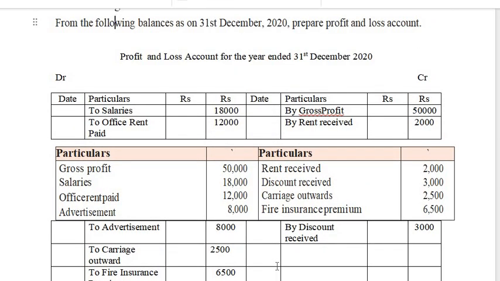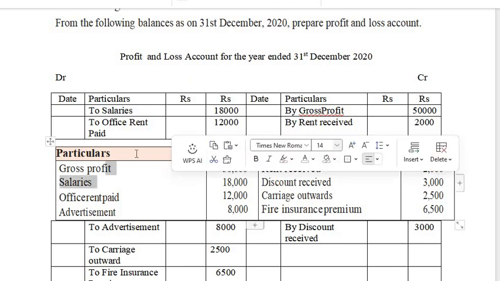Okay, see, they leave that one. This one: from the following balances as on 31st December 2020, prepare profit and loss account. Here they have given the information: salaries, office rent paid, gross profit and rent received. Another question they have given: gross profit, salary, office rent, advertisement, rent received, discount received, carriage outward and financial. By using this problem, we can prepare the P&L account.